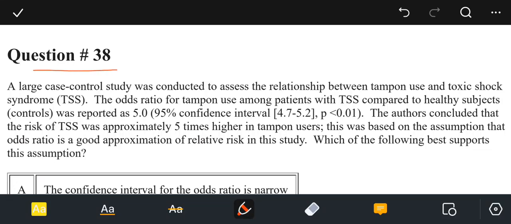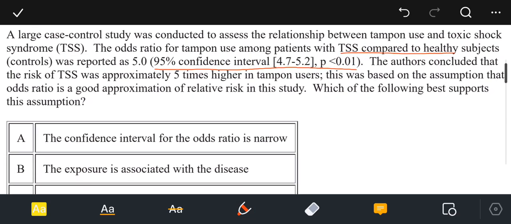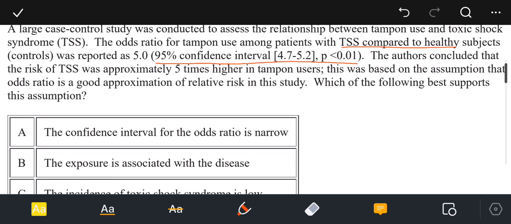Question number 38. A large case control study was conducted to assess the relationship between tampon use and toxic shock syndrome. The odds ratio of tampon use among the patients with toxic shock syndrome compared to the healthy subjects was reported to be 5, with a 95% confidence interval of 4.7 to 5.2 and a p-value of less than 0.01. The authors concluded that the risk of TSS was approximately 5 times higher in the tampon users.